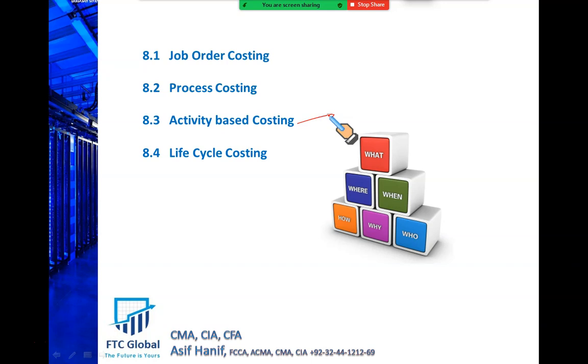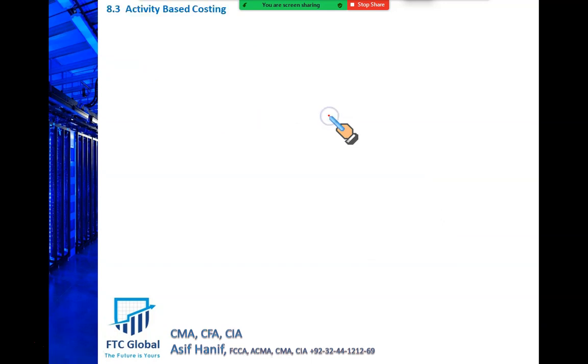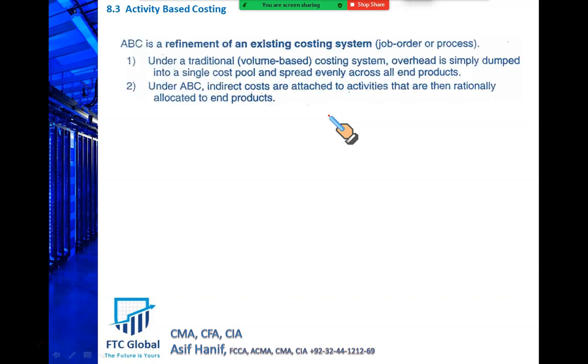So let's go straight to the slide containing activity-based costing. Now this is the most complex. Of course, process costing was difficult, but this has its own level of difficulty. So it's basically a refinement of your existing job order and process costing, where we go into finer detail to trace cost to the end products.